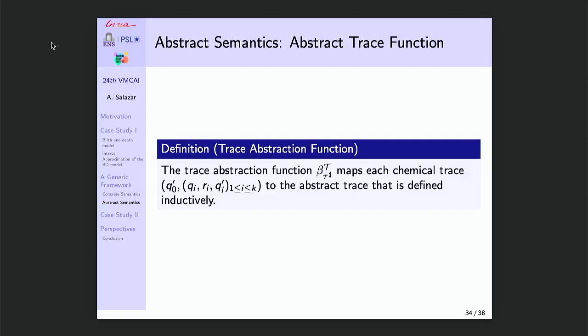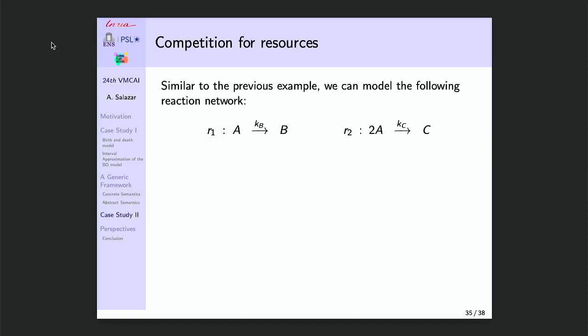And so to obtain abstract traces, you use a trace abstraction function, which takes as an input a chemical trace. And along each concrete state in the chemical trace, it will lift the state abstraction function. Okay, so nothing too complicated at this level of description.